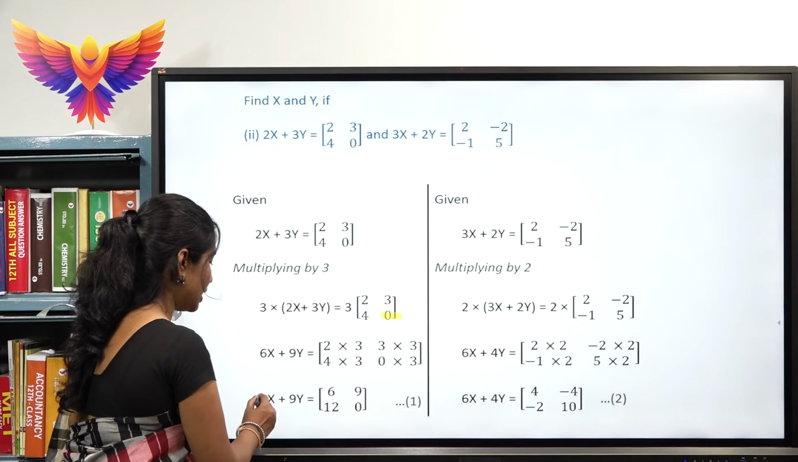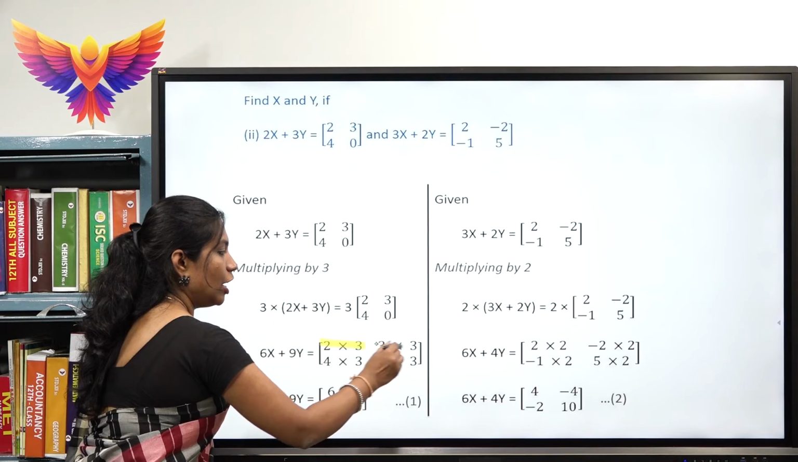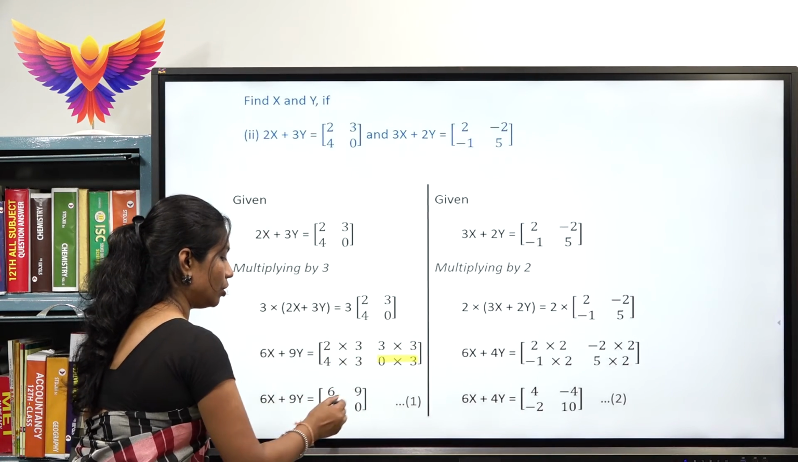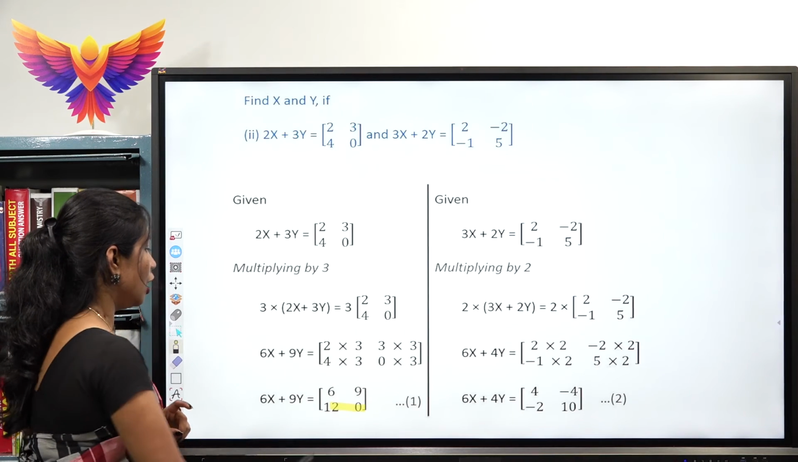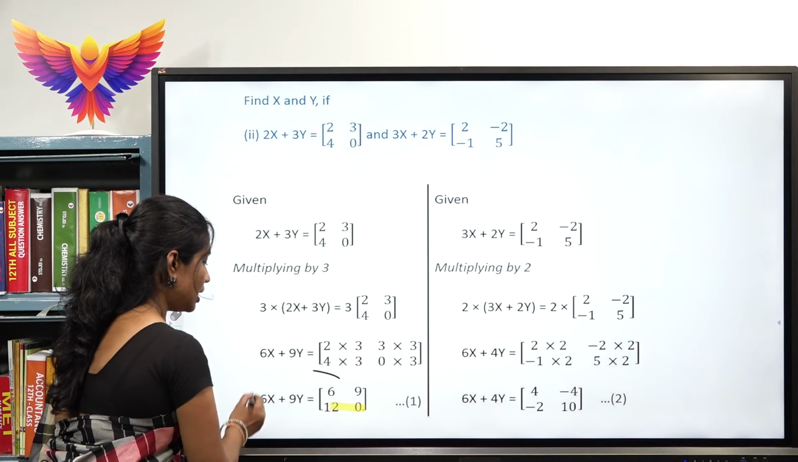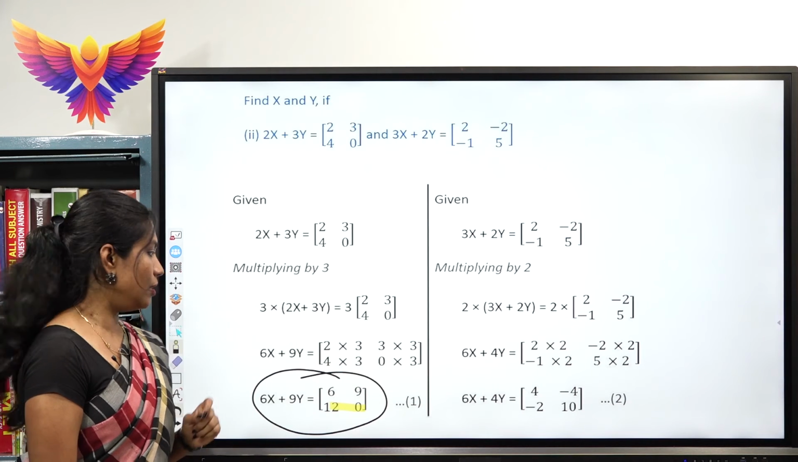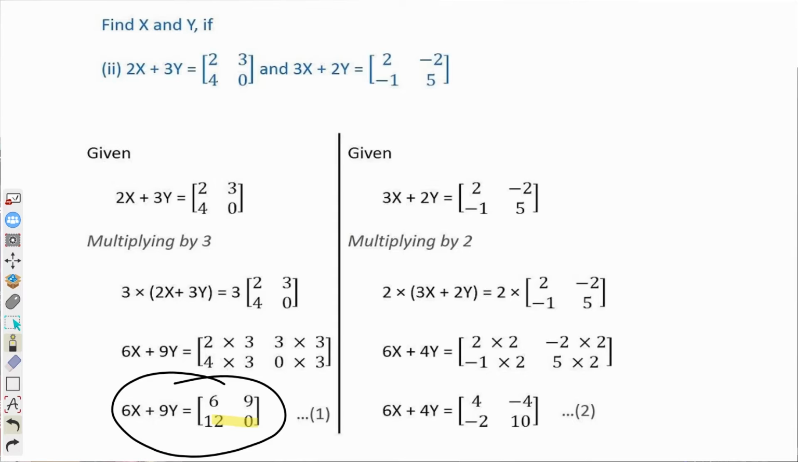So when I do that, it is 6x plus 9y, which is equal to 6, 3 into 3, which is 9, 4 into 3, which is 12, and 0 into 3, which is 0. So I ended up with the first equation in this form, which is 6x plus 9y is equal to the 2 cross 2 matrix, which is 6, 9, 12 and 0.